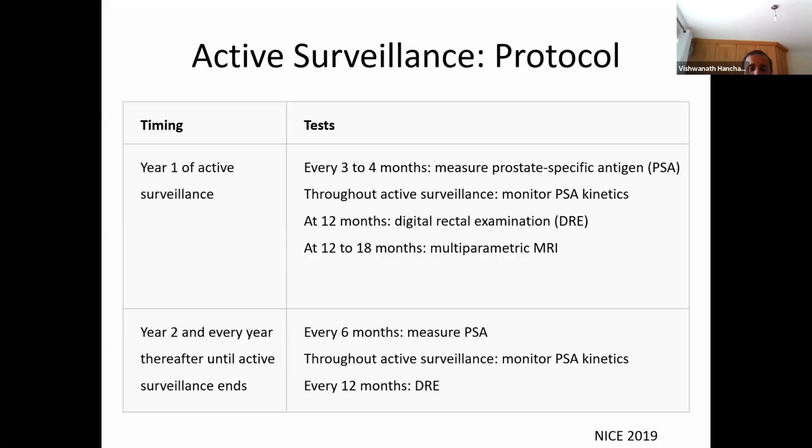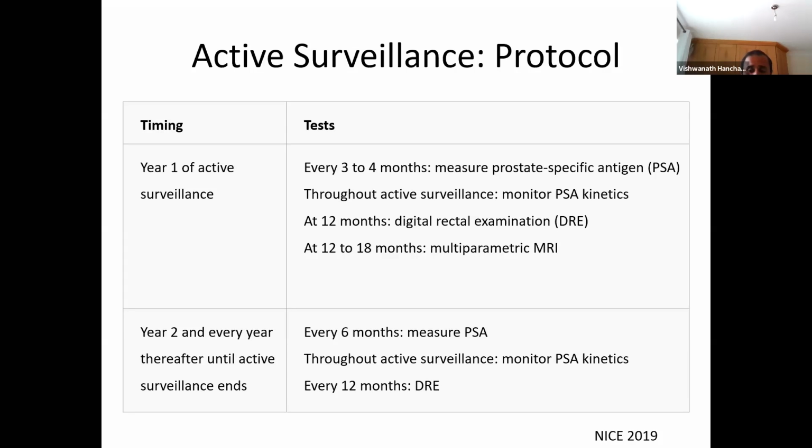Previously, DRE was included as one of that every 6 months. Now it has been changed at once at 12 months. And more emphasis has been given on multiparametric MRI, which is usually around 12 to 18 months.